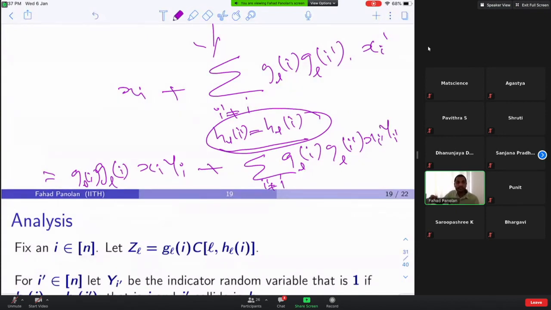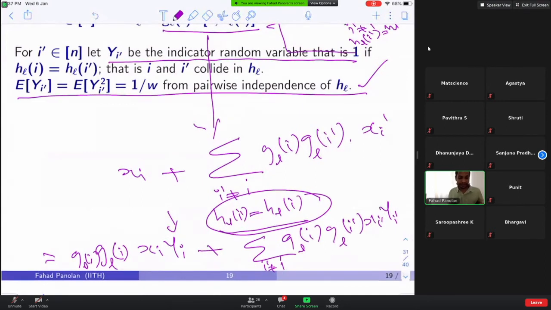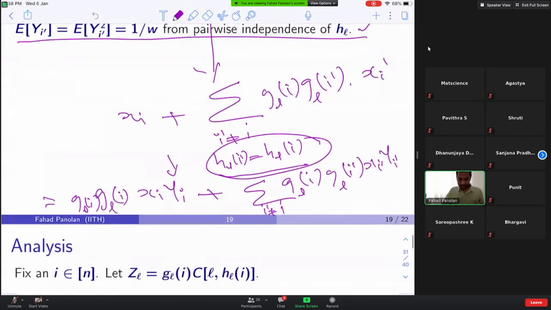What is yi? What is the probability that yi is equal to 1 always? You think that yi is equal to 1 always. Why is yi equal to 1? Because what is the probability that I maps to the bucket where I maps to? That is always the case. If I take this definition, yi is the indicator random variable which is equal to 1 if the item I is mapped to the bucket where the item I is mapped to. That is always true.